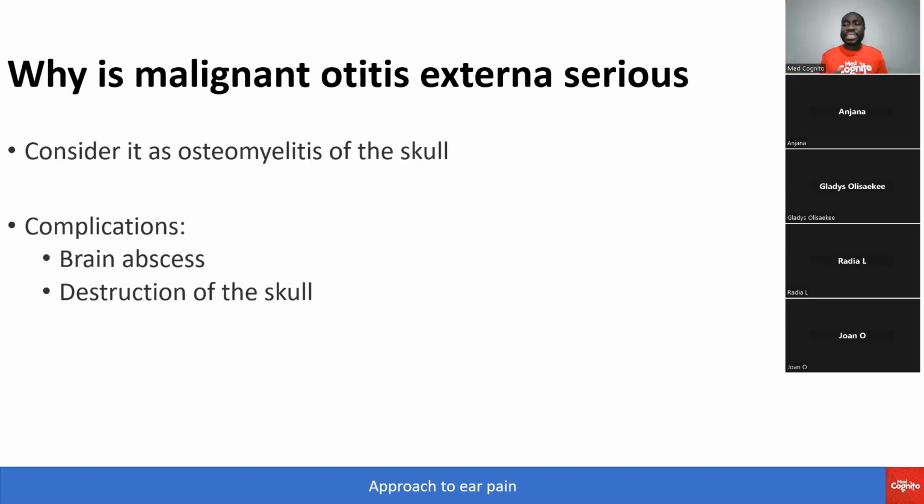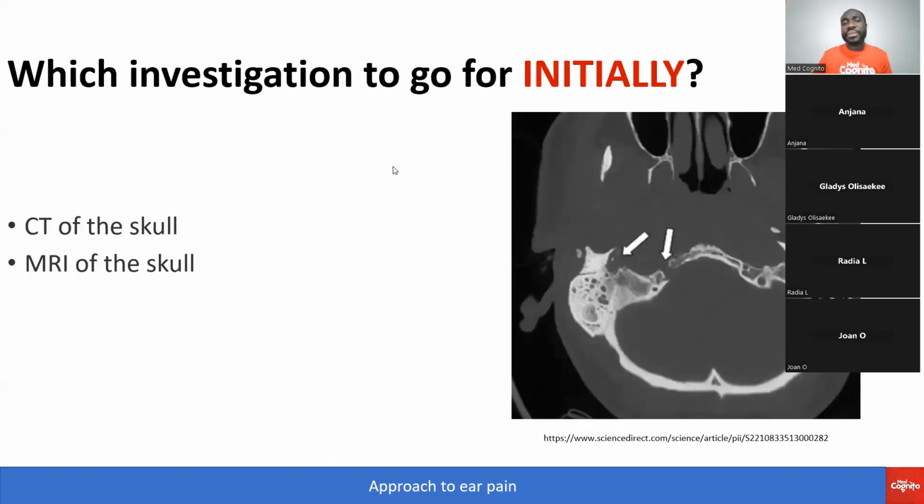And what are the complications? The patient can develop a brain abscess, and can have destruction of the skull as well. Malignant otitis externa is trying to eat up the bone, osteomyelitis of the skull. That's why it has high mortality.